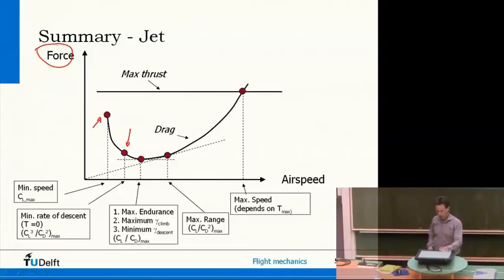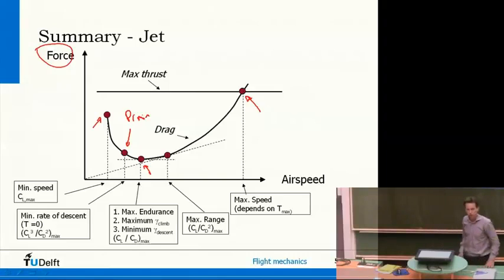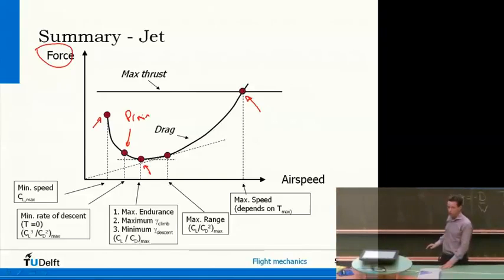Then there's a point of minimum drag, which is of course interesting if you want to climb steeply, descend steeply, or stay in the air for as long as you can, endurance. Maximum range for a jet is achieved at a slightly higher speed, so there's a trade-off between speed and distance. And finally, the maximum speed depends on the thrust that the aircraft can actually generate.